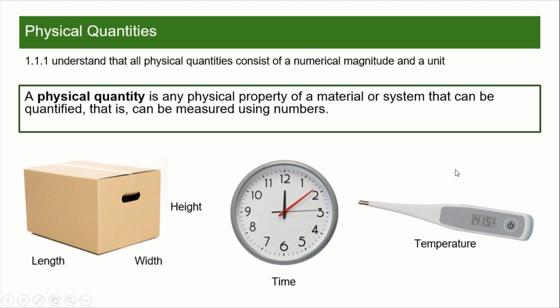The magnitude tells us how much of something there is, while the unit specifies what we are measuring, whether it's meters, seconds, or degrees Celsius. Understanding this is key to working with any physical measurement.